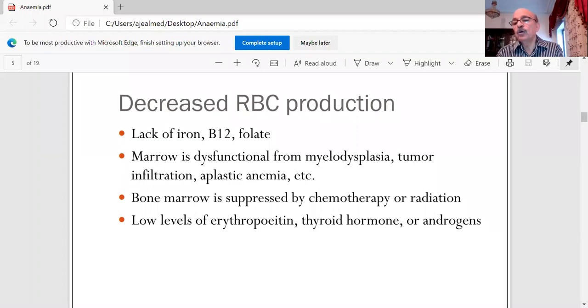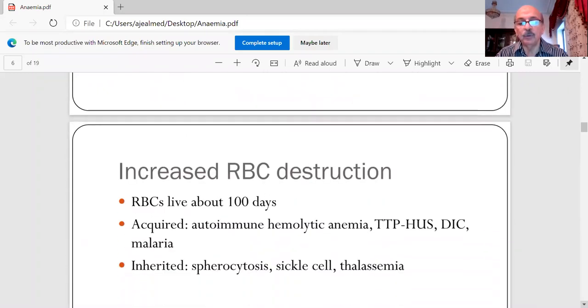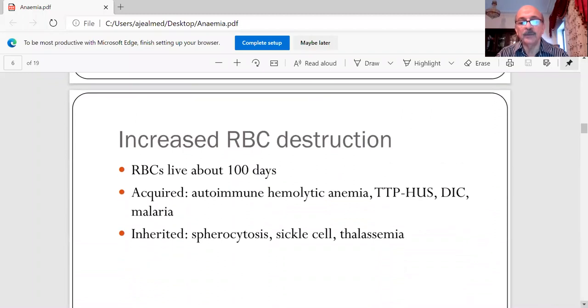Erythropoietin is a hormone produced by the kidneys, and it controls the production of the RBCs by the bone marrow. So in chronic kidney disease, erythropoietin may get deficient and anemia will result. Thyroid hormone, I have mentioned this, and androgens in a male: androgen deficiency, again, may be associated with anemia due to low production of RBCs.